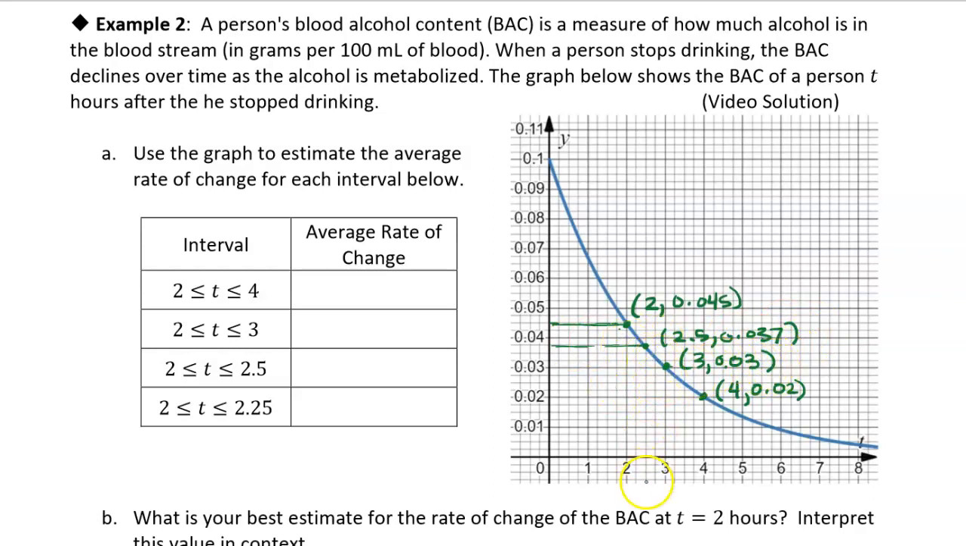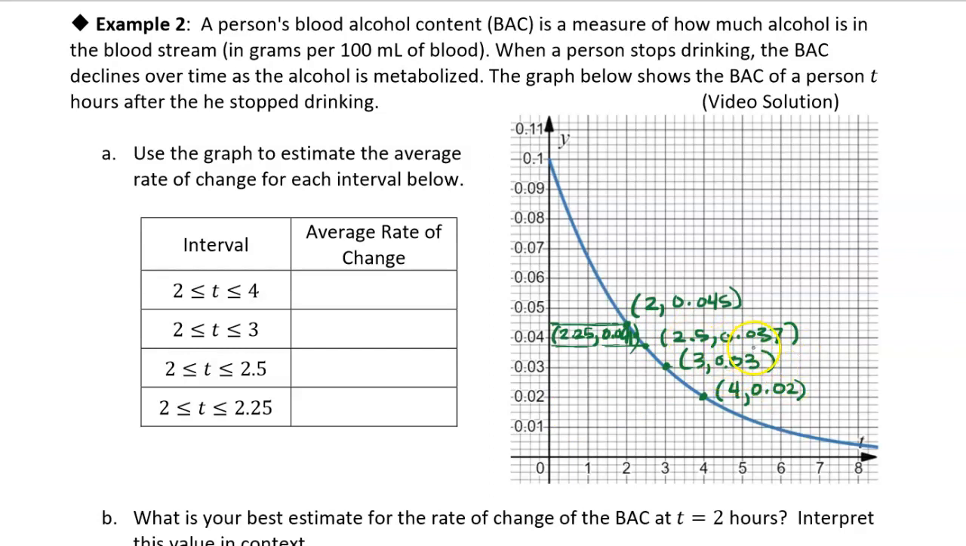The last one we want to look at is 2.25. All right, so these minor grid lines are 0.25 apart. So 2.25 is about here. If I come over, it looks like it's a little bit above 0.04. So I'm going to write it over here. This is the point (2.25, 0.041). All right, roughly. That's my best estimate.